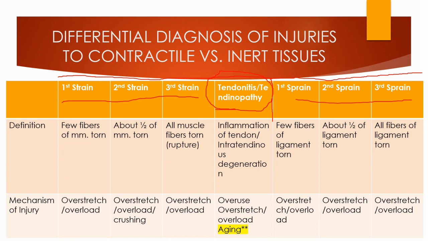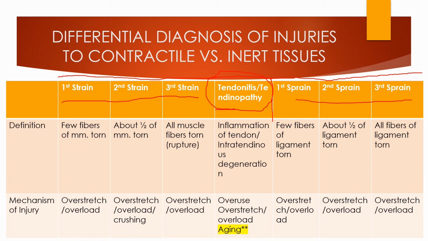And we're going to talk about specifically tendinitis and tendinopathy because of the frequency with which we see these types of injuries in the workers' compensation setting. So let's define each of these grades and types of injury.